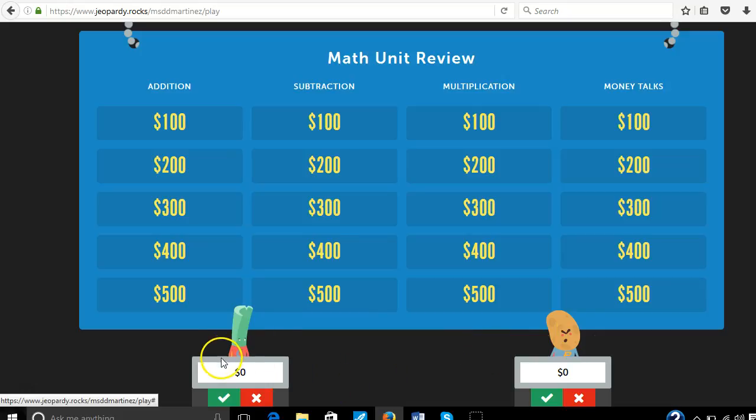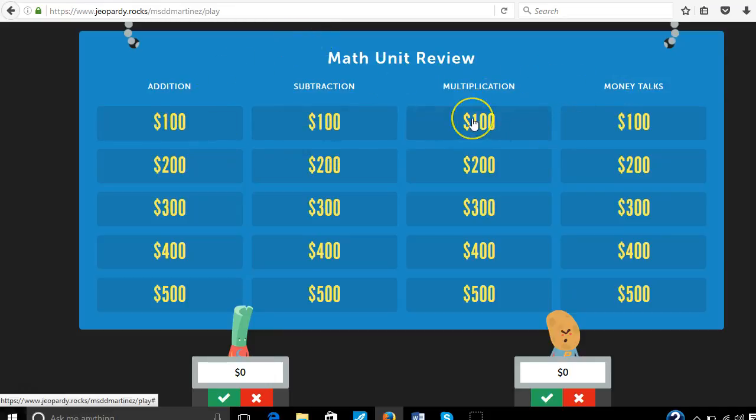If you've noticed, both of the groups are going to start off at $0. And as we talked about a little bit earlier, here is the check mark if the group gets the answer right, and the X mark if the group gets the answer incorrect. The 4 sections that we're going to be covering on our test are going to be addition, subtraction, multiplication, and money talks, which is going to be about money.